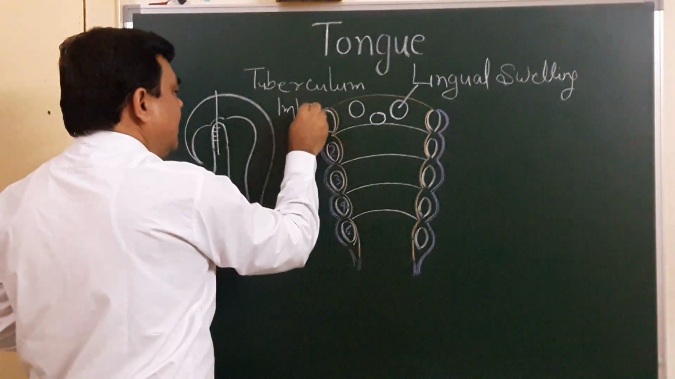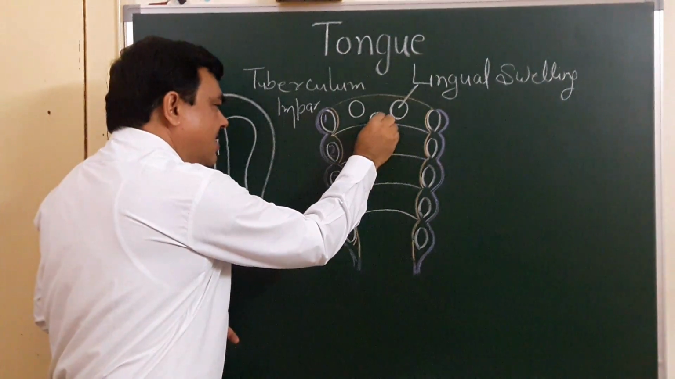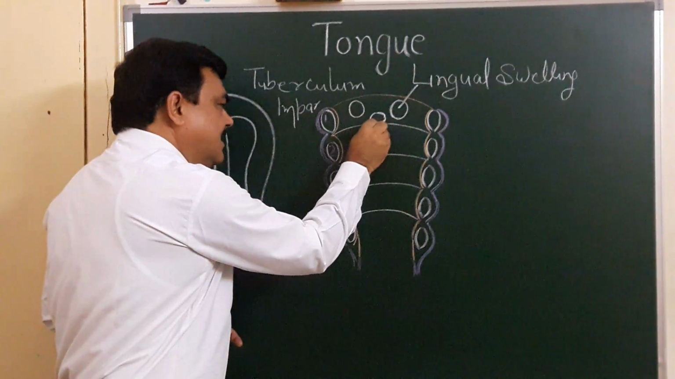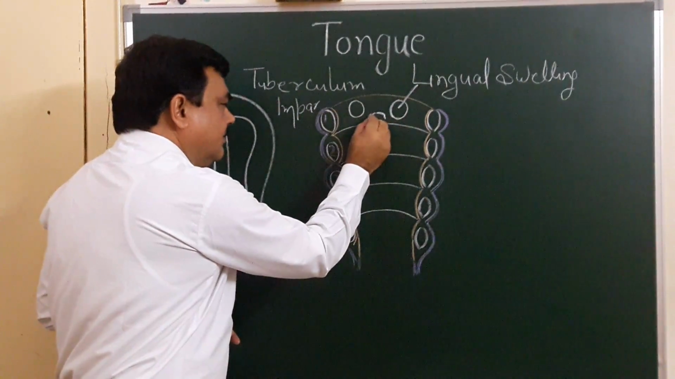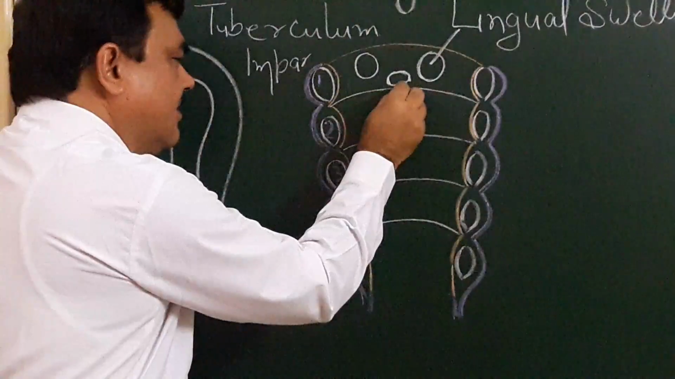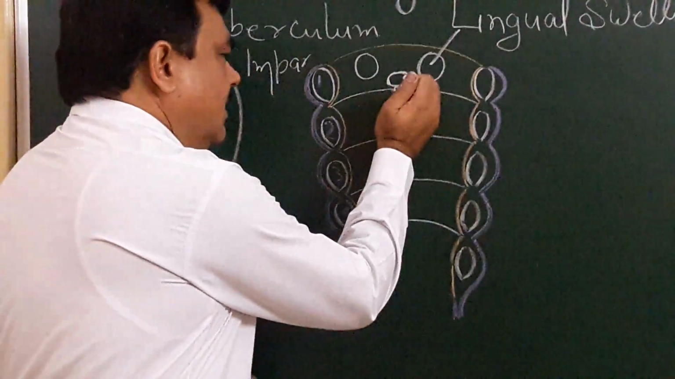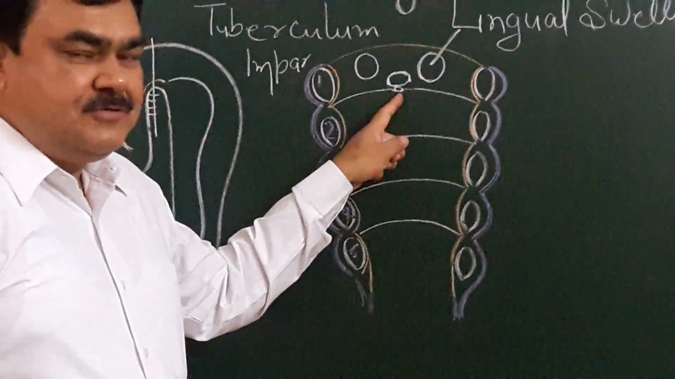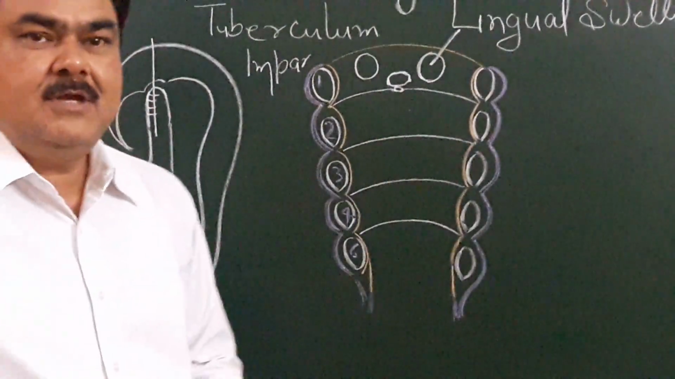Just after the tuberculum impar, there is a foramen known as the foramen cecum. Here the thyroglossal duct develops, descends from this foramen and forms the thyroid gland.